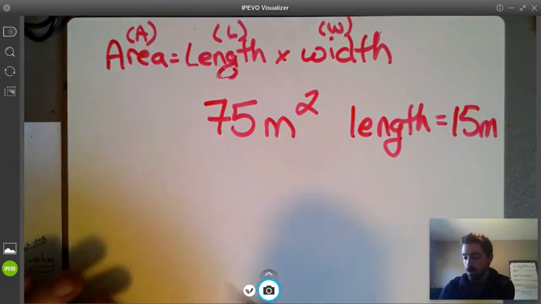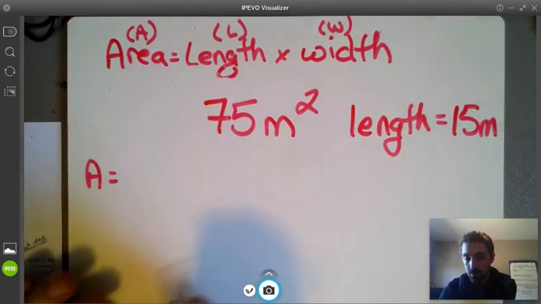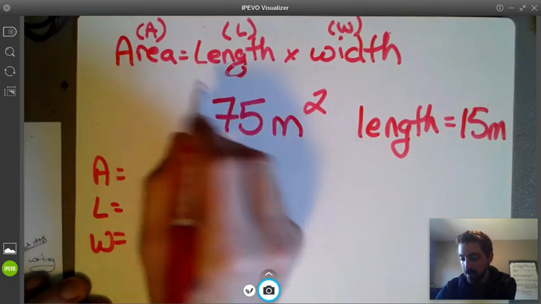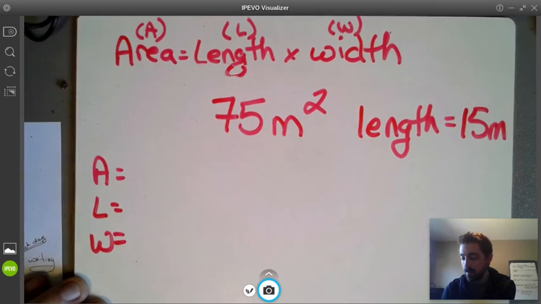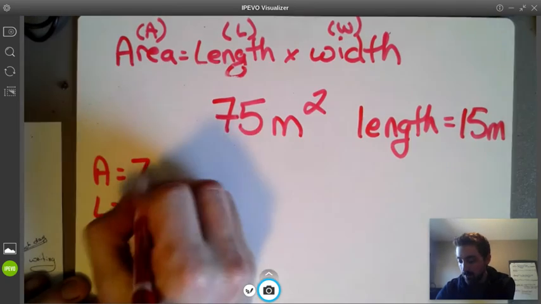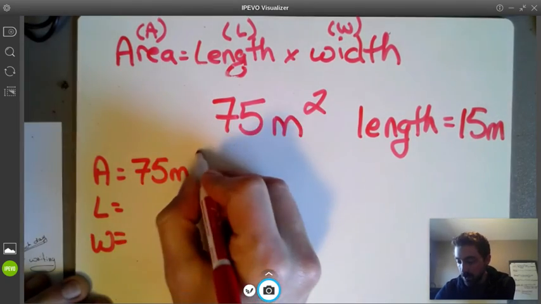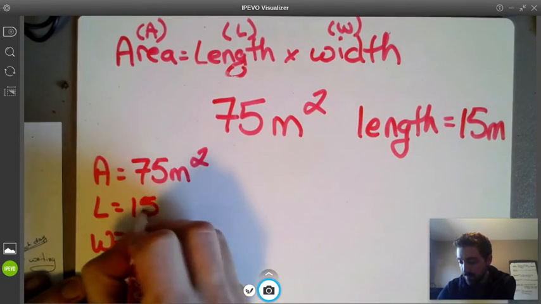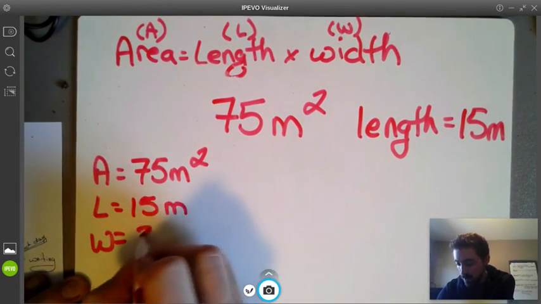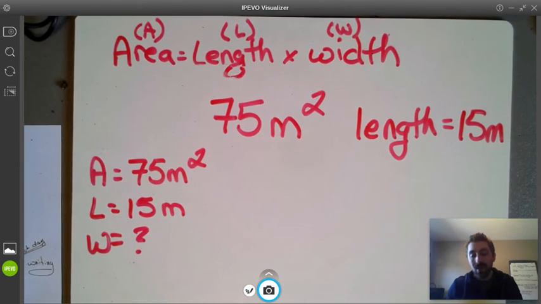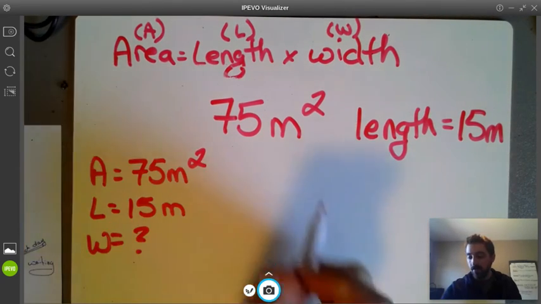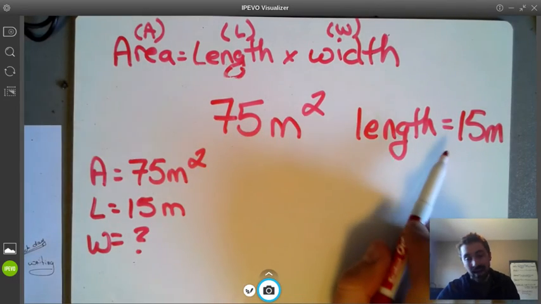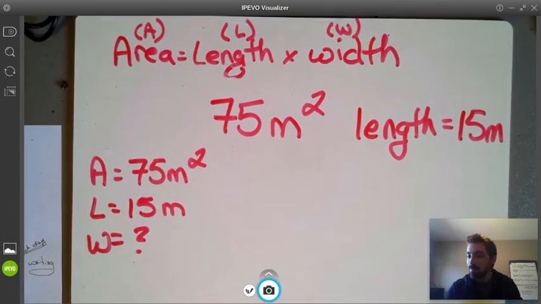So we set up our formula. We need to know our area, length, and width because that is our three things. So we know that our 75, always put in our knowns, 75 meters squared. Our length is 15 meters. And we're wondering what is the maximum width we can make our yard if we have this much area that we can cover, where our length is 15 meters. What is the maximum width we can make our yard?